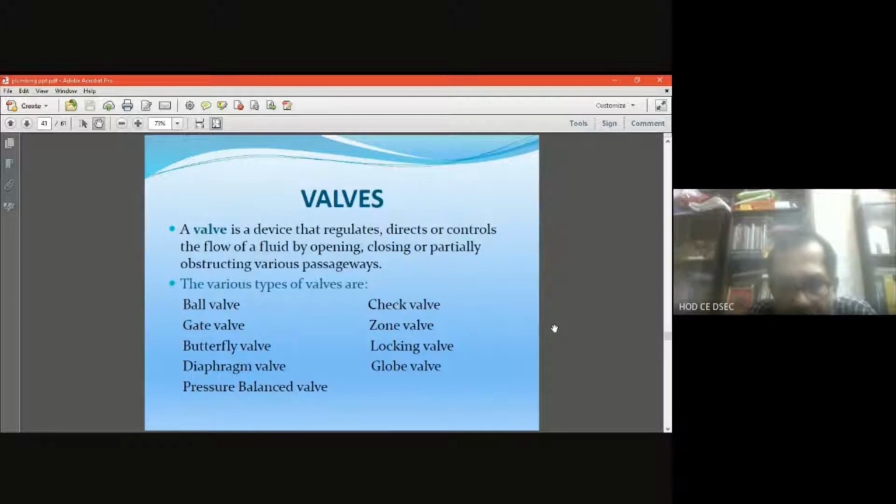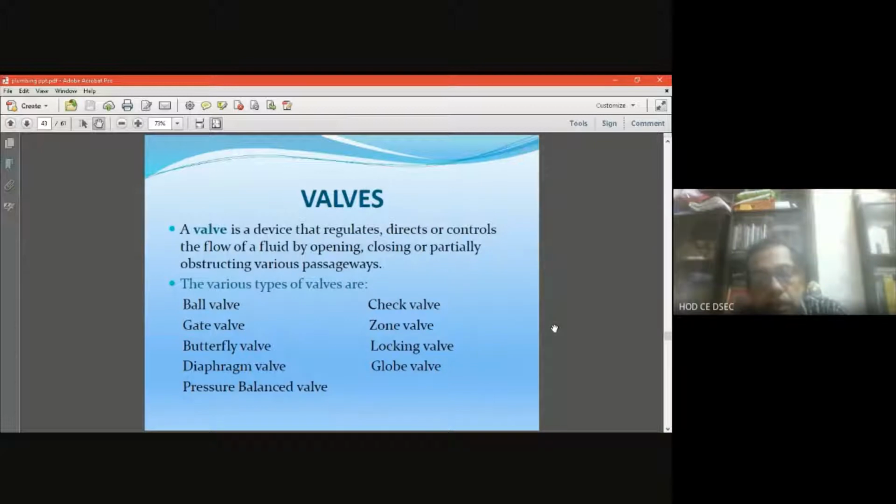Today we'll discuss the plumbing fittings, which is very important. The valves are one of the fittings. Let me first discuss valves, then I will go to the other fittings, because these are the accessories with the plumbing systems, very important. Now let me tell what is a valve.